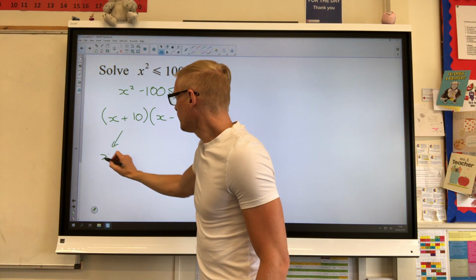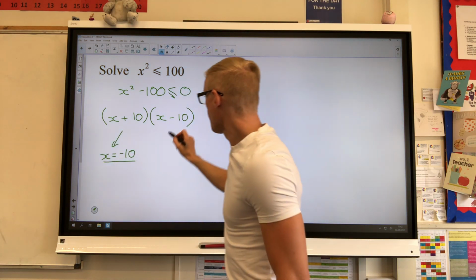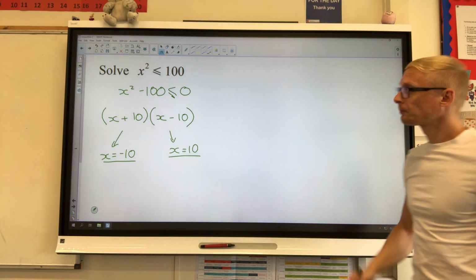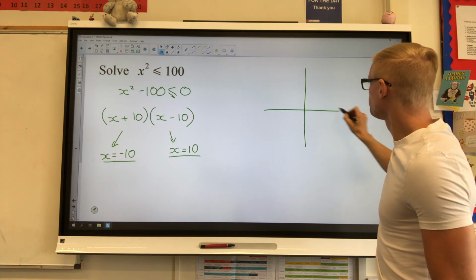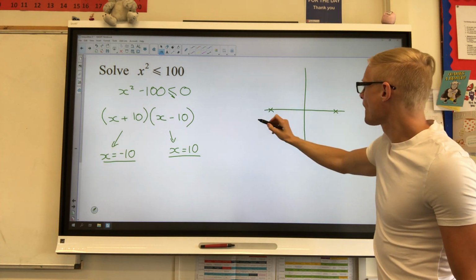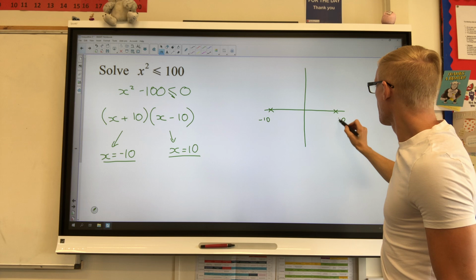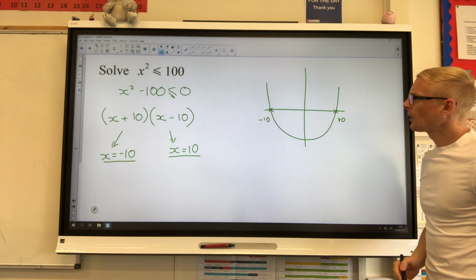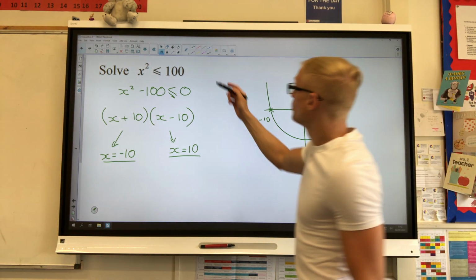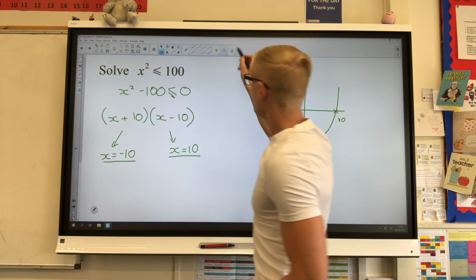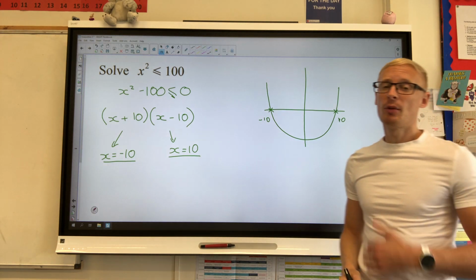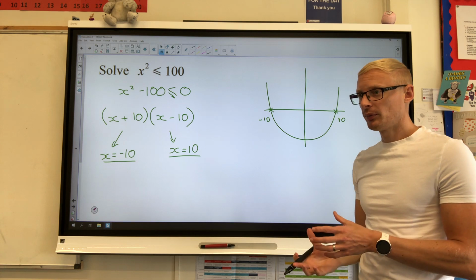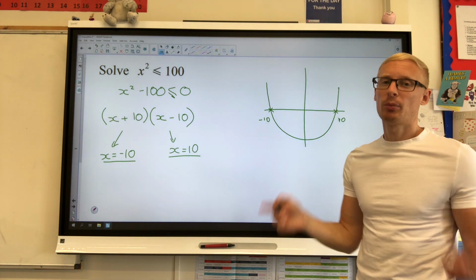Now, critical values from there are 10 and negative 10. A sketch of that gives us something looking like that. And then we just do what we did in the previous lesson, which is to try and identify, am I below the x-axis, am I above the x-axis, and therefore can I write my inequality as one combined inequality, or as two separate inequalities.